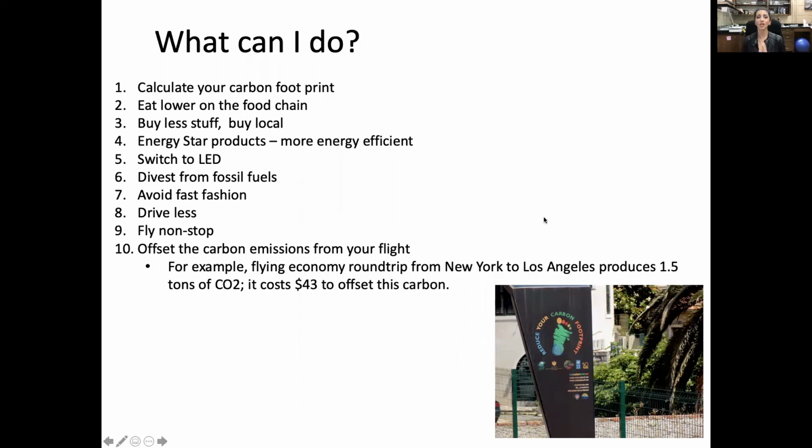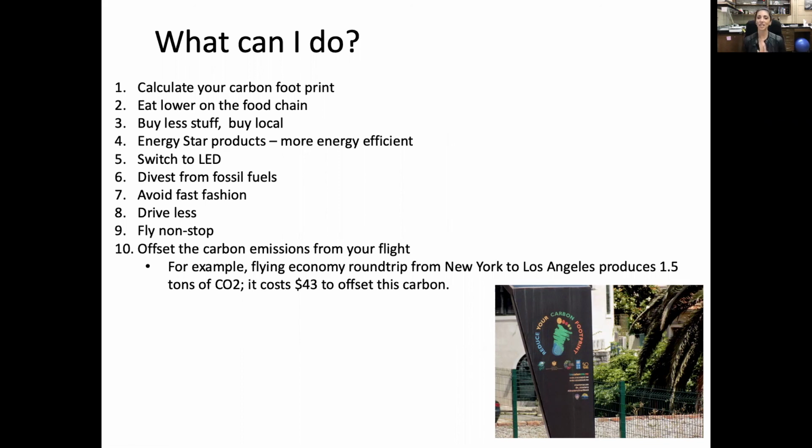Number four, look for Energy Star products if you're beginning to explore appliance purchases. These are certified to be more energy efficient. Again, in line with that, try to switch your incandescent bulbs to LED bulbs. These again are more efficient.